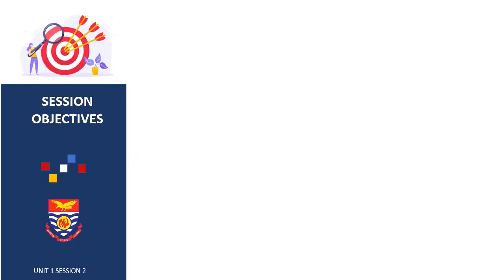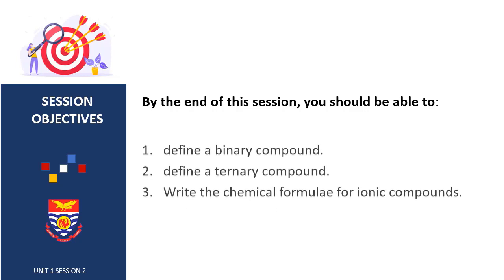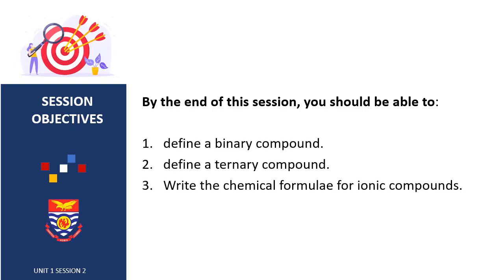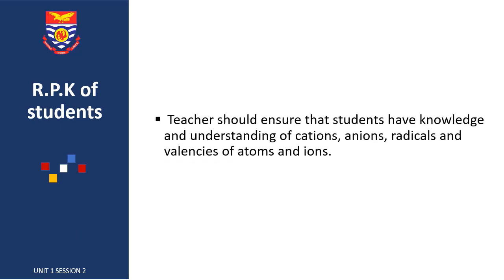Okay, so let's look at our objectives for this session. At the end of the session, you should be able to define a binary compound, define a ternary compound, and then write the chemical formula for ionic compounds. Let's proceed. If you are going to teach this concept, then these are what your students should know.